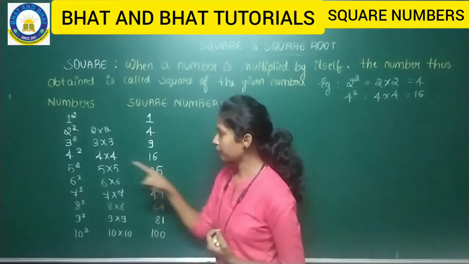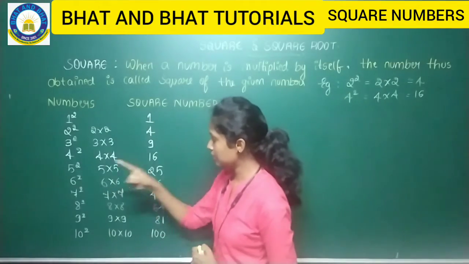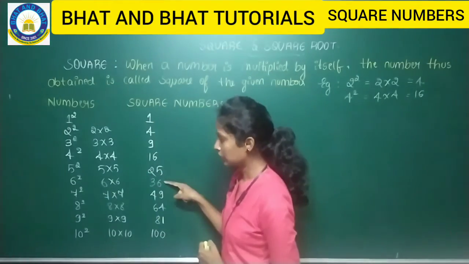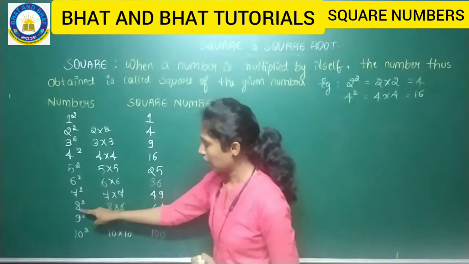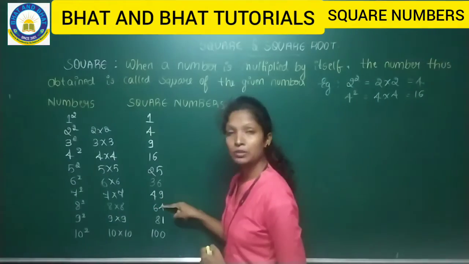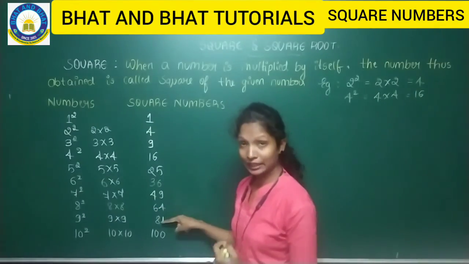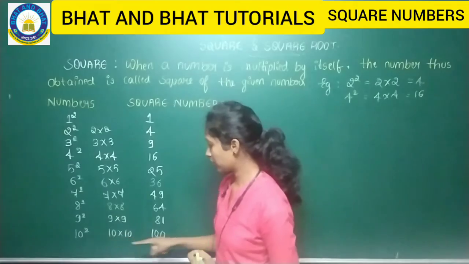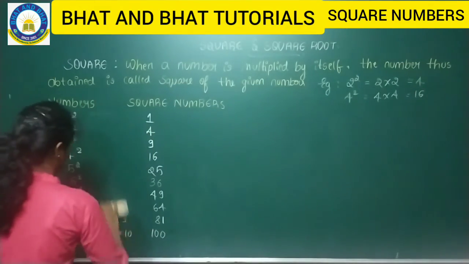And the number is 5, the square number for 5 is 25. The number is 6, the square number for 6 is 36. The number is 7, the square number is 49. And the number is 8, square number is 64. The number is 9 and the square number is 81. And the number is 10, the square number is 100. So this is from 1 to 100.